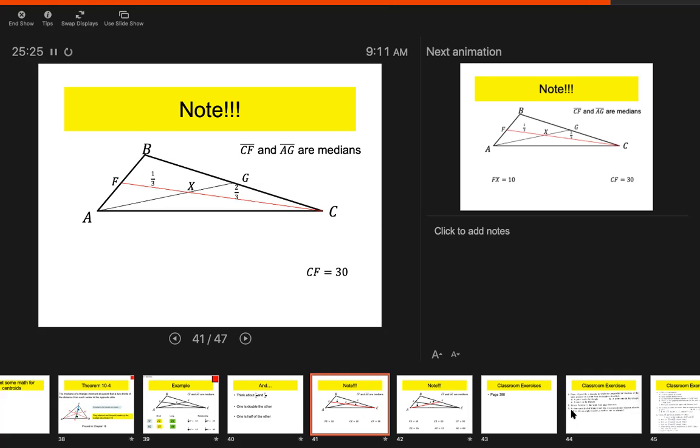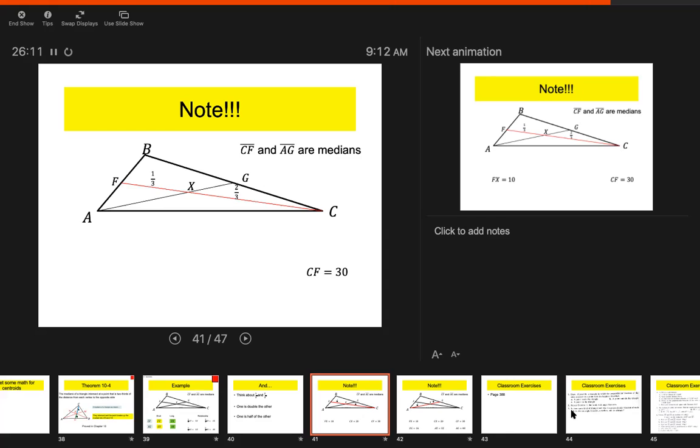So if the whole thing is 30, and you can pick one, either the short one or the long one, which one do you want? CG, we don't know anything about. But we can tell something about FX or CX if CF is 30. FX is half of the thing because it says half. I'm saying from C to F, the red is 30. Can you tell me how long FX is?